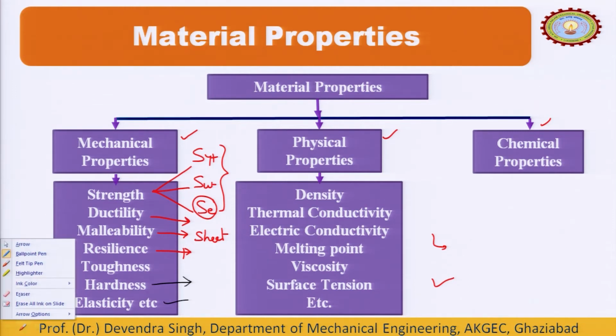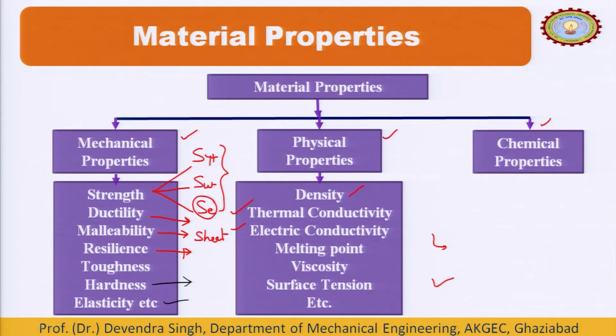Similarly, there are physical properties like density. We want to have transportable material, so materials should have a low density so that mass per unit volume is low. So we will consider the density. Sometimes we need to dissipate the heat as soon as possible, or the heat should flow through the component we design, so thermal conductivity should be good. Similarly, if you want to flow a current, electric conductivity should be high, or if you want to insulate, it should be a good insulator.